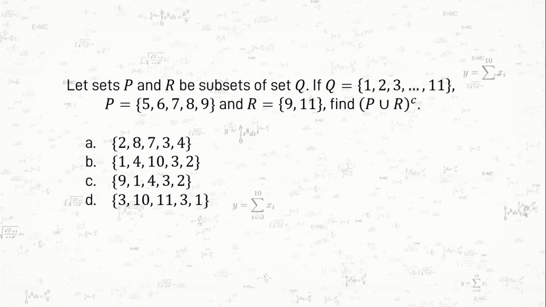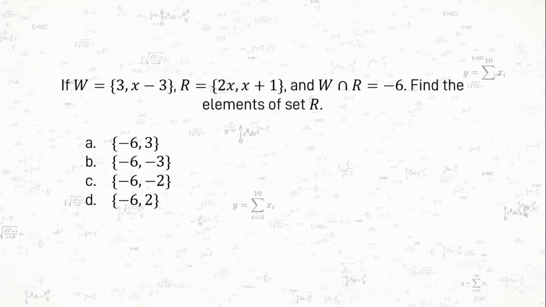The correct answer is letter B, the set containing 1, 4, 10, 3, and 2. Since the union of sets P and R contains the elements 5, 6, 7, 8, 9, and 11, we have to look for its complement. Since we know that sets P and R are subsets of Q, we have to look for those elements which are not present in their union. And those numbers are 1, 4, 10, 3, and 2.